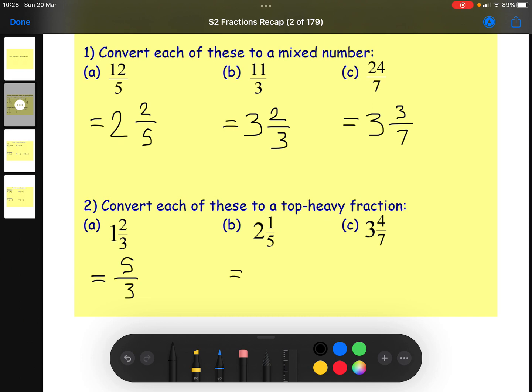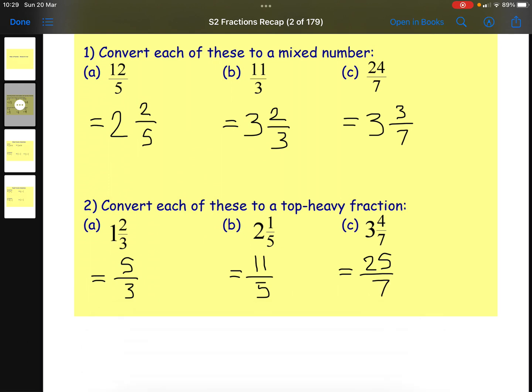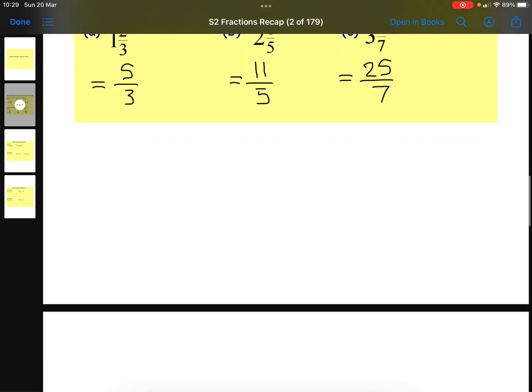For question B, we take the large number of 2, multiply it by 5, so that's 10, plus 1 is 11, and we get 11 over 5 as our top-heavy fraction. For C, 3 times 7 is 21, add on the 4, so we get 25 over 7 for our top-heavy fraction for C. Both yellow and purple assessments will require you to do at least one of these skills, so please make sure you are able to, and there's a couple of those in your revision sheets to help you revise that skill as well.